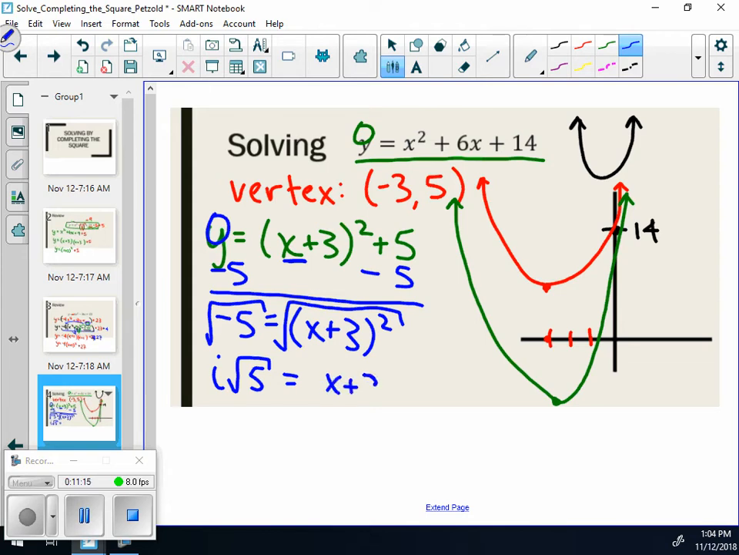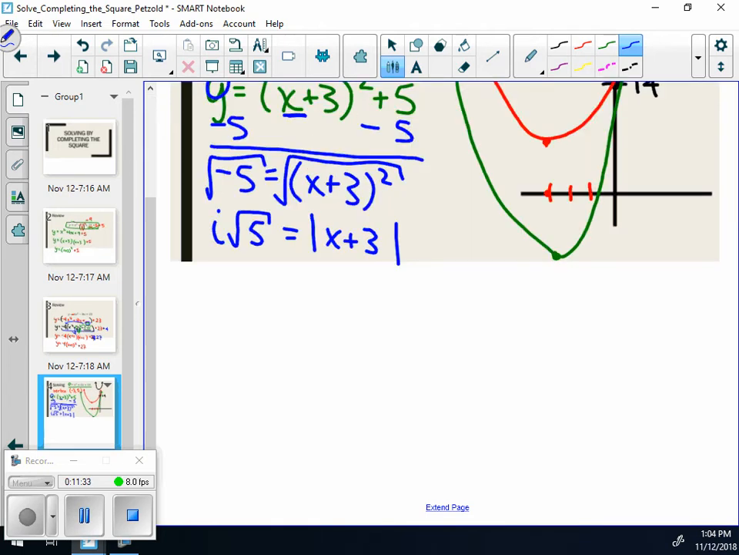So we've got x plus 3. But then because we are taking the square root of a squared number, what else do we need? Absolute value signs. Awesome. So we've got absolute value signs. And now that we've got our absolute value signs, we want to break it into 2 cases, because that's what we do with an absolute value.